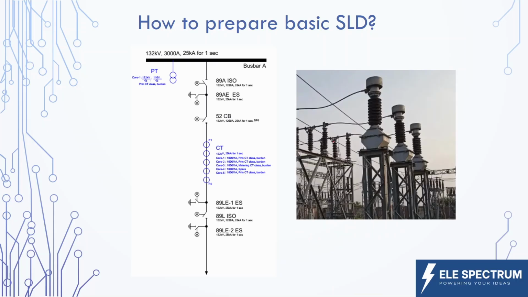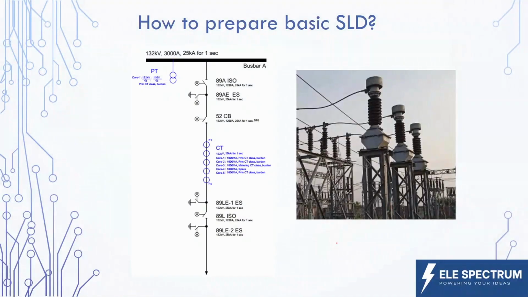Let's see the photo of potential transformer. As I mentioned, it is a shunt element, and we can see only one connection is coming from the line to the potential transformer, and another part of the potential transformer is connected to the ground.